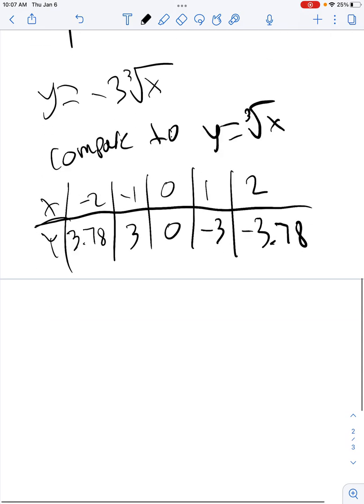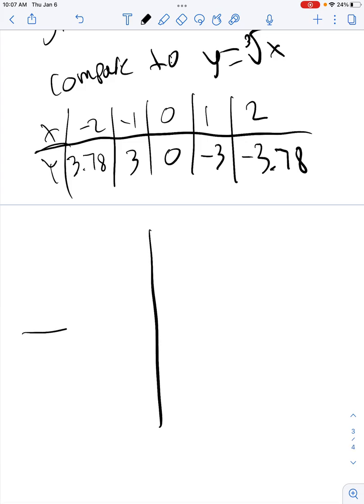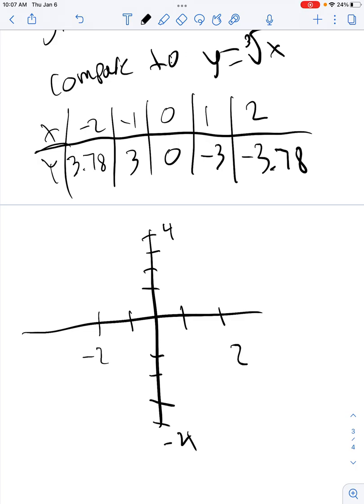So as I'm graphing this, -2, 0, 2. Woo. Sorry about that. Picture fell.